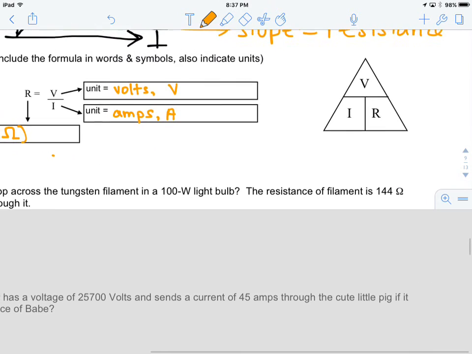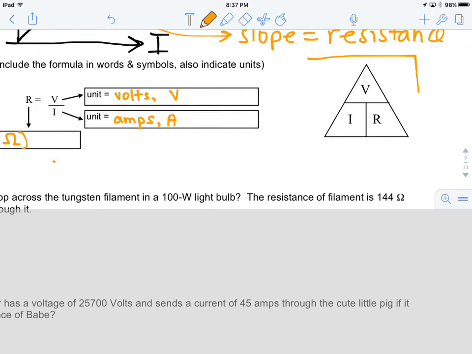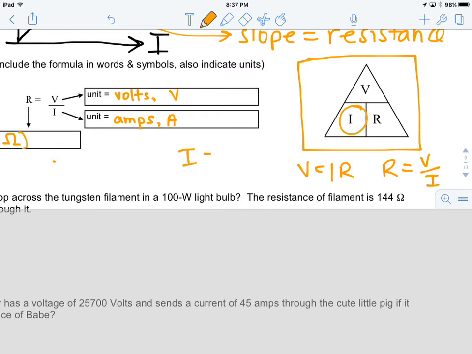Now, just as we did with density, I'm also going to show you the triangle, okay? So if you want to know what, say, voltage is equal to, you'll see V is equal to IR. And if you want to know what resistance is equal to, then you will see V over I. So resistance is equal to V over I, right? And similarly, if you want to know what current is equal to, that's V over R. So this is a handy dandy little way of remembering our voltage, resistance, and current relationships.